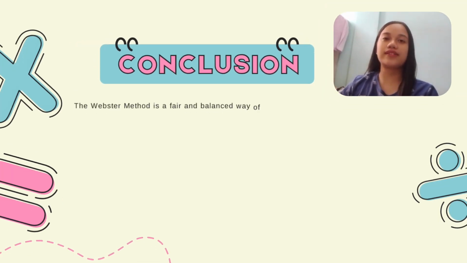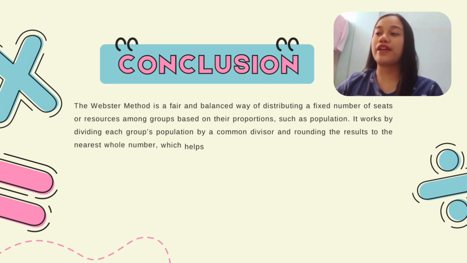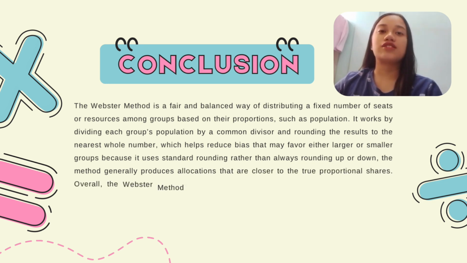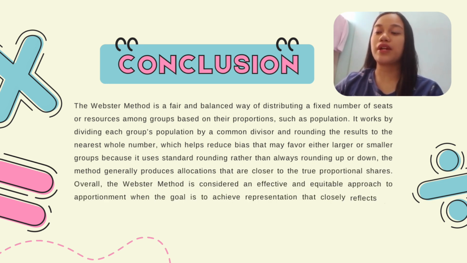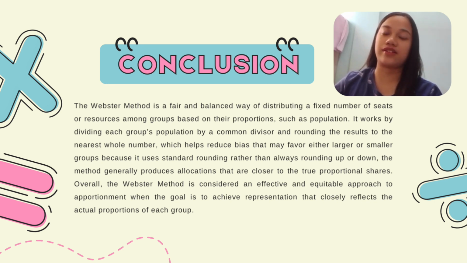To conclude or summarize everything, the Webster method is a fair and balanced way of distributing a fixed number of seats or resources among groups based on their proportions, such as population. It works by dividing each group's population by a common divisor and rounding the results to the nearest whole number, which helps reduce bias that may favor either larger or smaller groups, because it uses standard rounding rather than always rounding up or down. The method generally produces allocations that are closest to the true proportional shares.